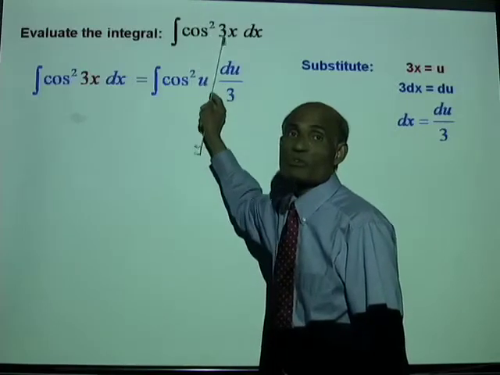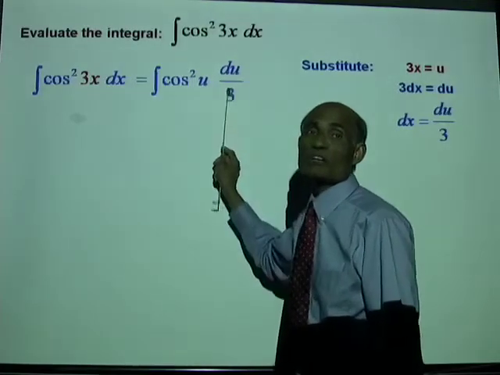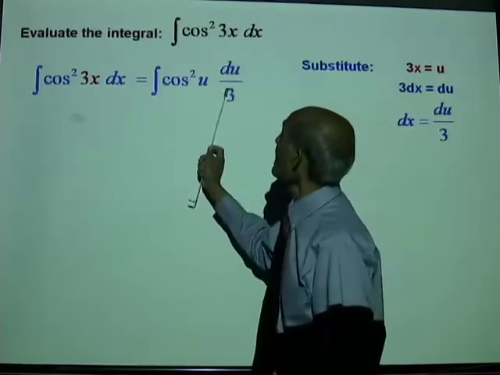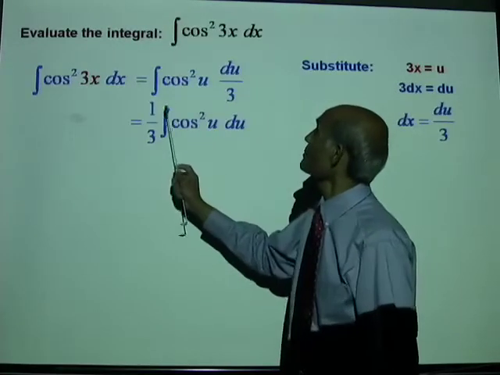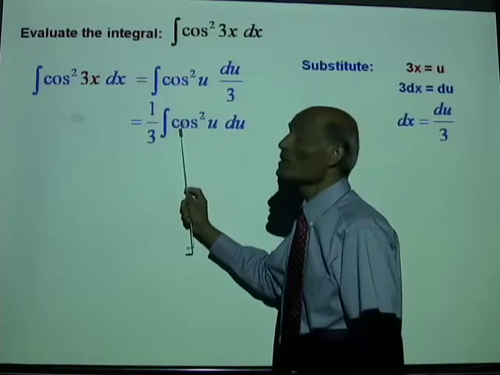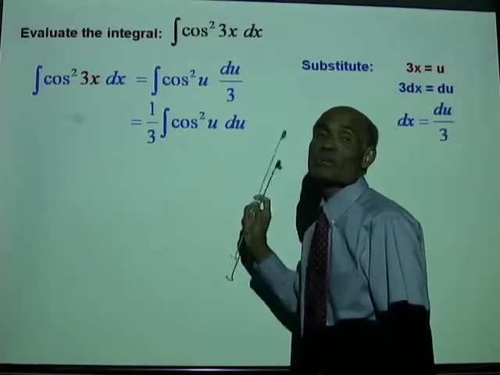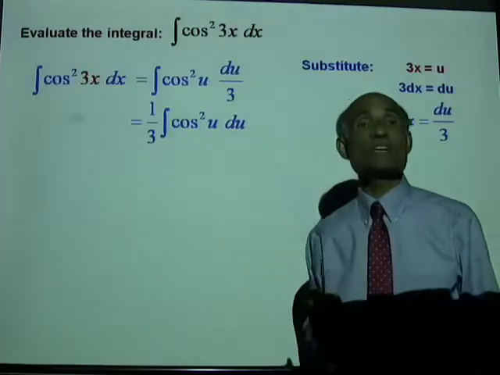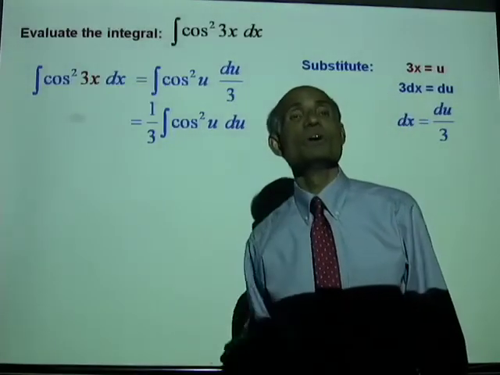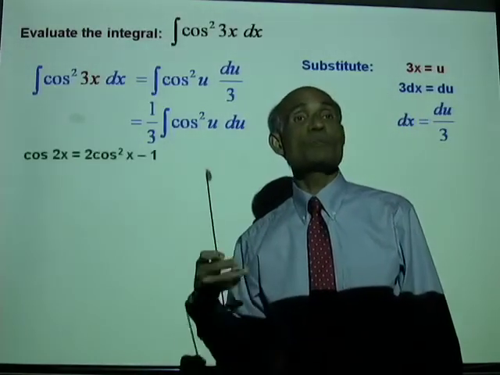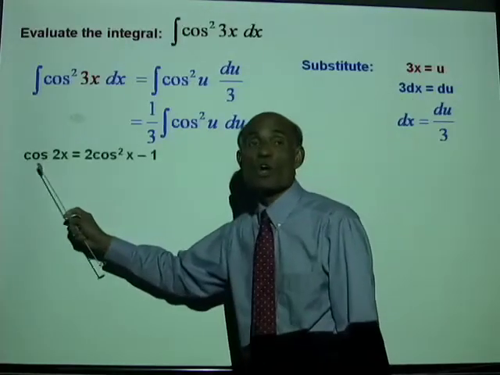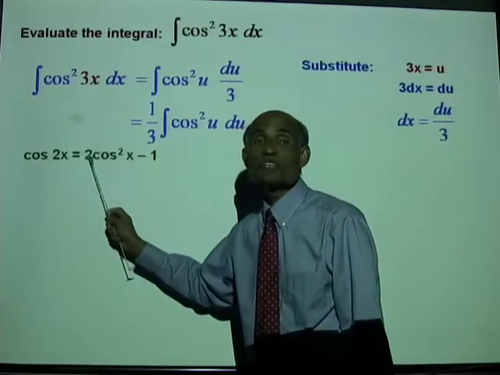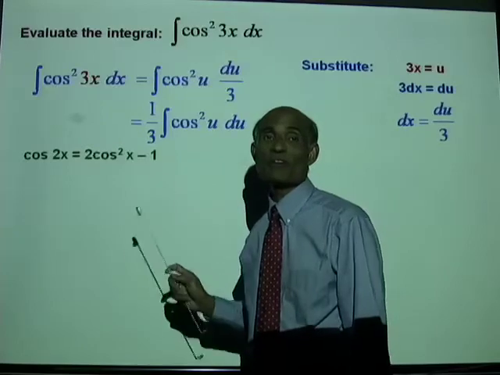See, the 3x has been replaced by u and dx is du over 3. And the 1/3 comes out, so it will be 1/3 integral cos squared u du. And now this is the time you need to change that cos squared u in terms of cos of 2u by doing this. Cos of 2x is 2 cos squared x minus 1.